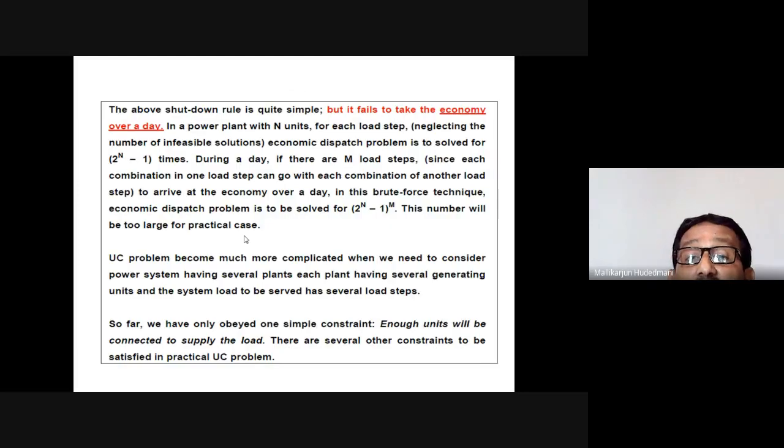Next, in combination, let us brief something about this. As I said, we have done a simple enumeration method. If there are n units, 2 raised to n minus 1 combinations I have to check to see whether each is effective or not. There are 3 units, 2 raised to 3, 8 combinations. I have to check which combination fulfills my requirement. It becomes very exhaustive.